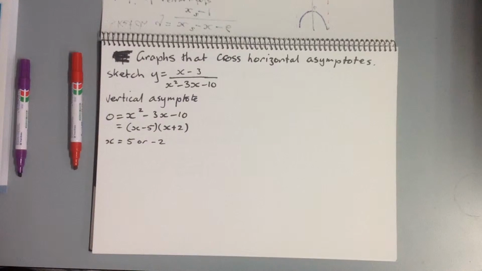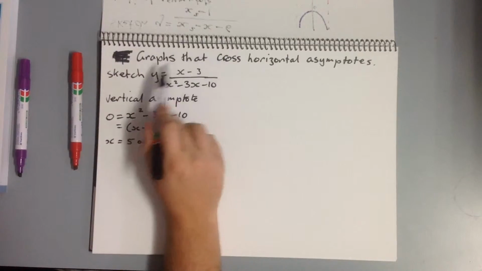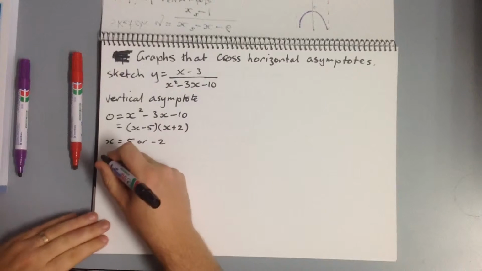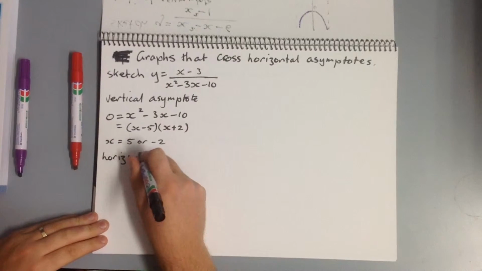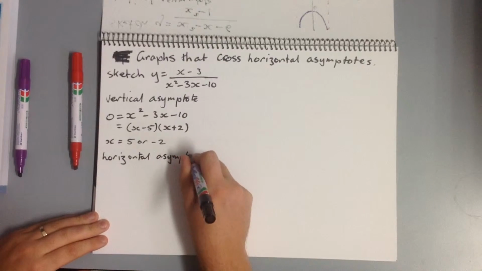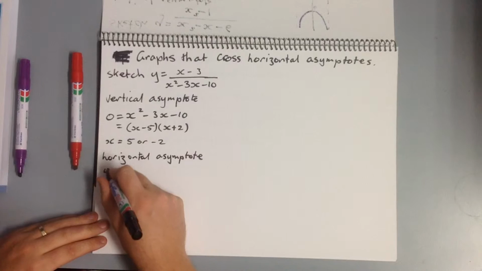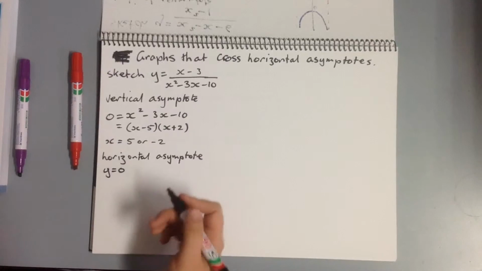So we've got two vertical asymptotes, okay, and our horizontal asymptote. Okay, so because we've got a proper fraction, our horizontal asymptote is at y equals 0. Okay, so it's just the x-axis for our proper fractions. Okay, we've got to determine our x and y intercepts.